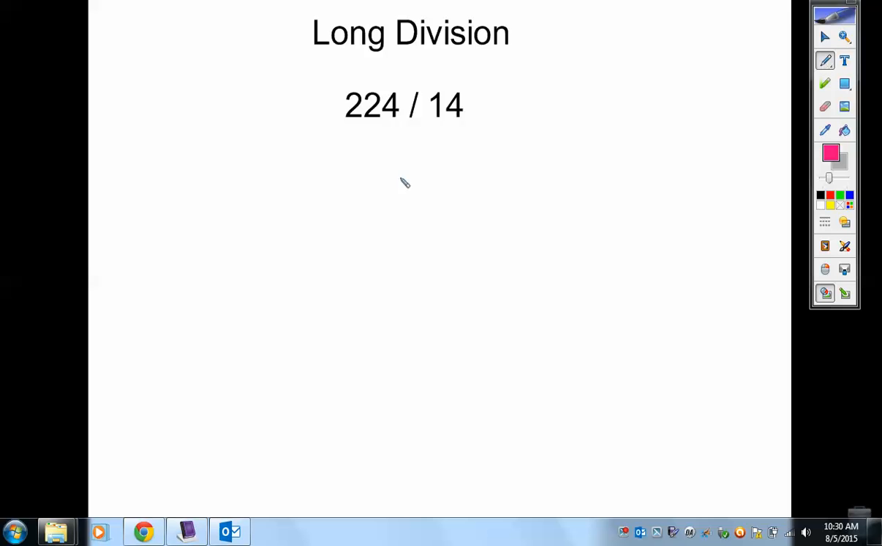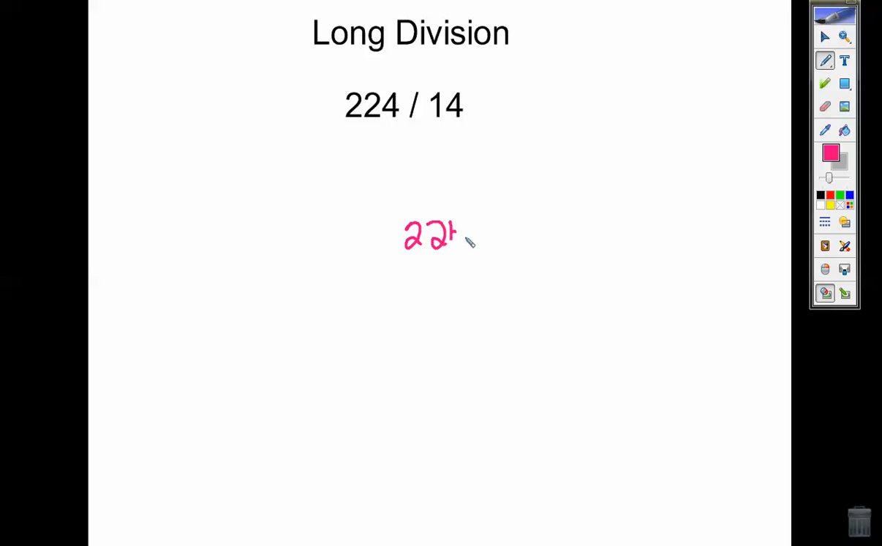When you see a problem like this, 224 divided by 14, you have to remember which number goes on the inside. When you're looking at it like this, it looks sort of like a fraction, and so we want to make sure that the top number always goes on the inside. So I'm going to do 224 divided by 14. Now I'm going to go through step by step and see what numbers go in evenly.